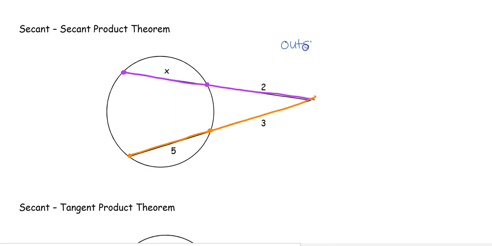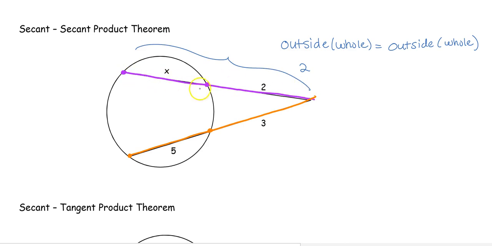So to solve this one, it's outside times whole is equal to the outside times the whole. So if I look at the purple segment, the outside piece is 2. Now we've got to look at the whole segment. The whole segment is this entire length. And that segment was broken into two pieces. We add those pieces together. So it's 2 times x plus 2. The outside piece is 2. The whole piece is x plus 2.